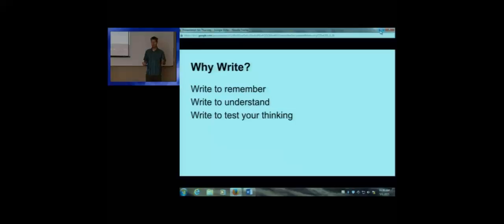And you can see, as you write things down, where the holes appear, or where there are problems, or where you need to go back to address things. Writing is the best way to fully develop a thought or an idea. Which leads us to our last point. Write to test your thinking.